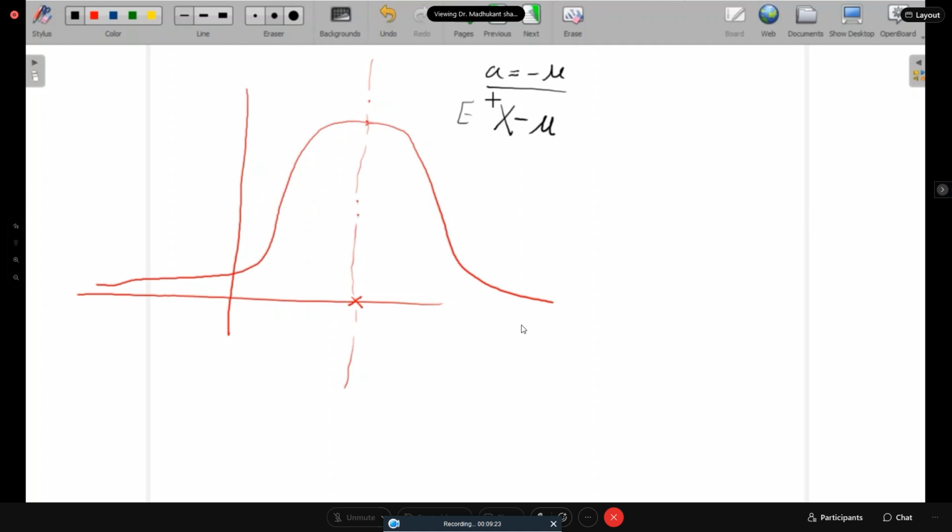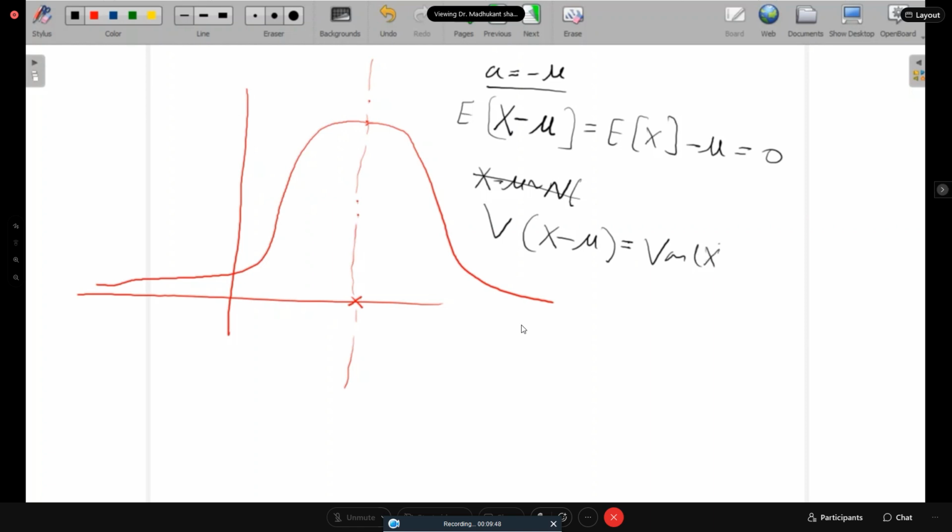So what is the mean of this new random variable X minus mu? X minus mu will follow the normal distribution with mean, you can find out, expectation of X minus expectation of mu. Expectation of a constant is the constant, so it's mu minus mu, that is 0. Also you can identify the variance of X minus mu. That's nothing but the variance of X. Hope you remember, shifting will not change the variance, so that's sigma square. So X minus mu will follow the normal distribution with mean 0 and variance sigma square.